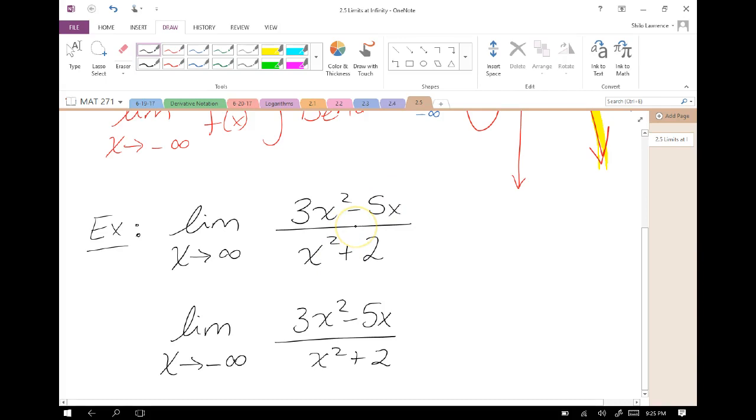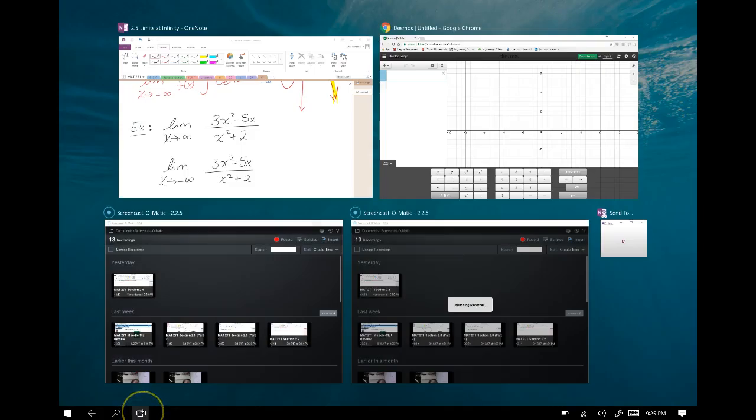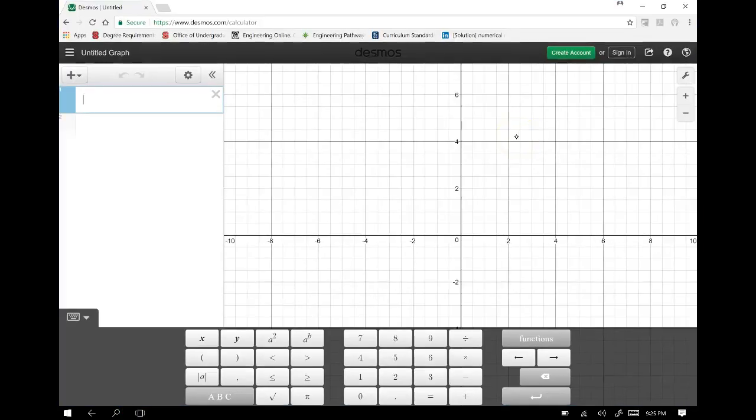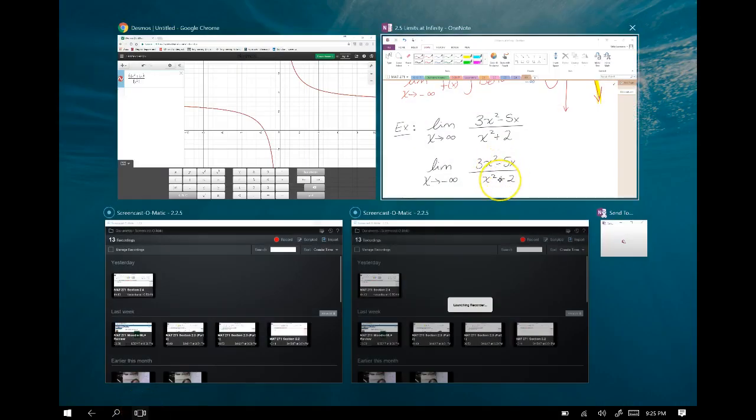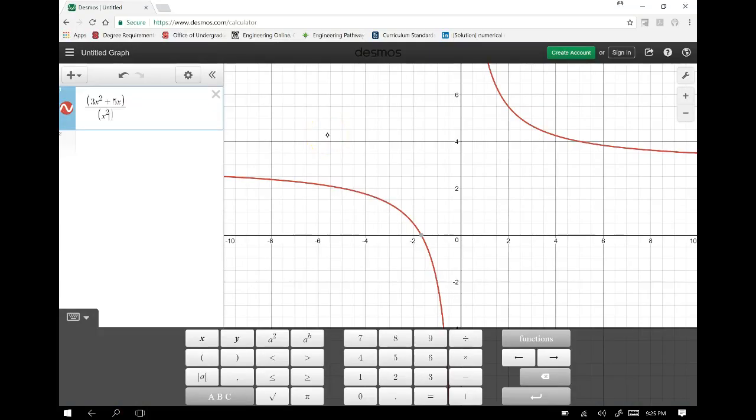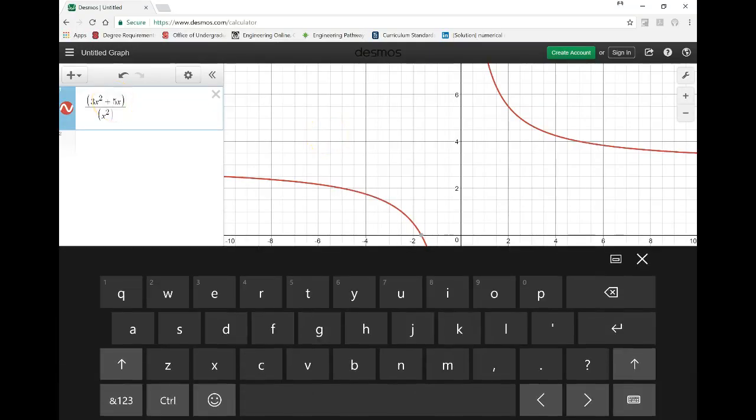So I want to type this function into some sort of grapher. I don't have a way to show you a graphing calculator on my screen, so what I'm going to do is type this function into Desmos, which is an online graphing calculator. So we've got 3x squared plus 5x divided by x squared. Let me go back and see. Oh, that was a minus 5x, and then x squared plus 2. I'm sorry, I've got a stuffy nose.